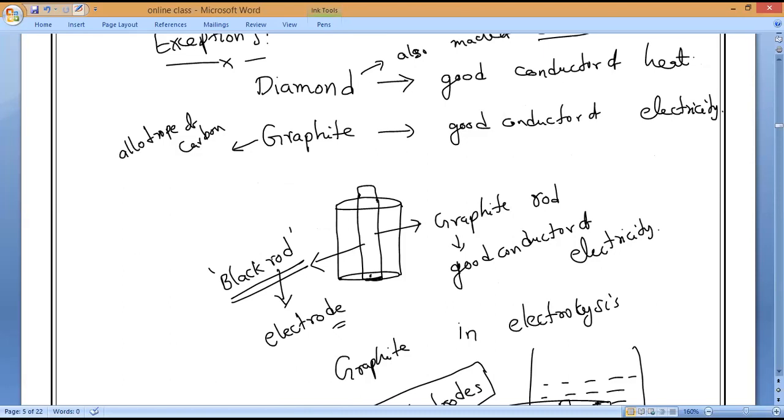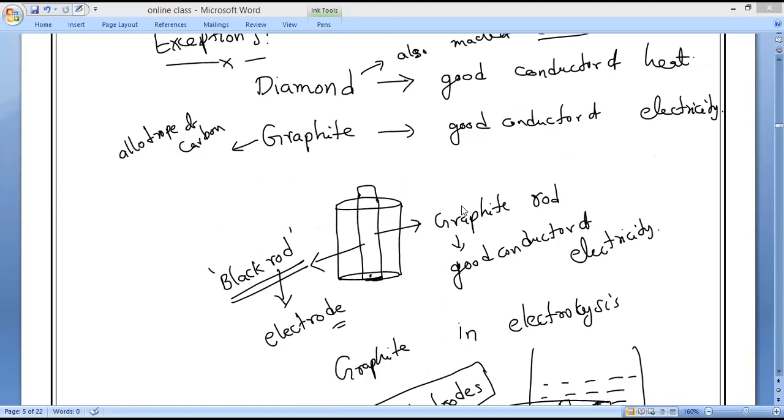So who is the one and only non-metal which is a good conductor of heat? Anybody answer? Diamond. Diamond is a non-metal, and it is a good conductor of heat. Very good.